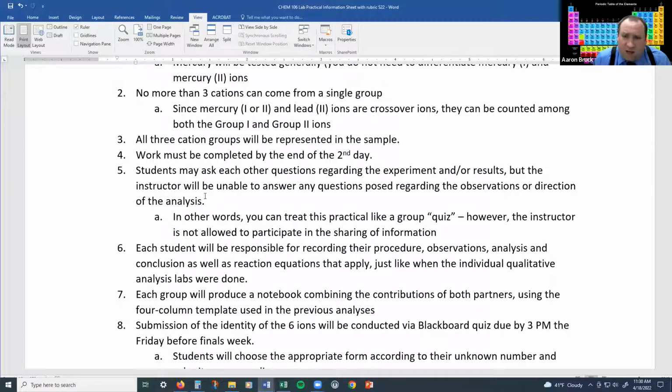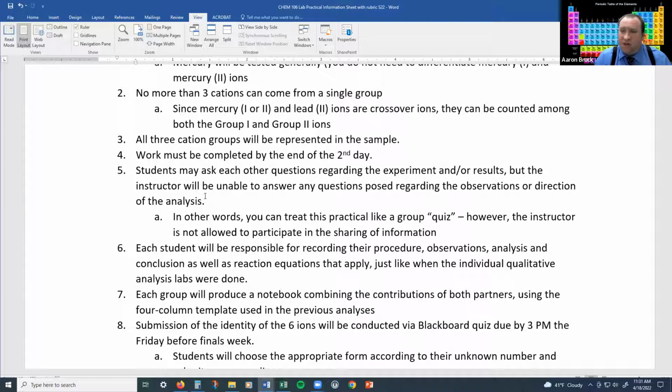But my involvement in this, because it is a group exam, because it is a final exam, will be very, very minimal. I really can't direct you. I really can't push you in any direction or interpret your results for you. I'm going to try to keep out of it as much as I can because I don't want to influence your analysis in any direction, one way or the other.